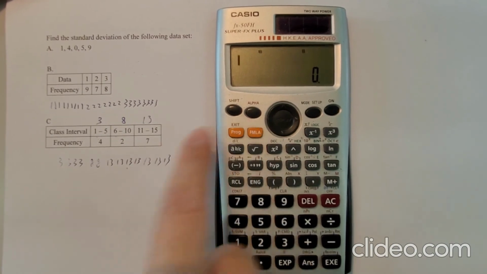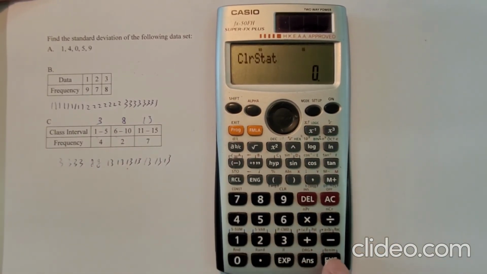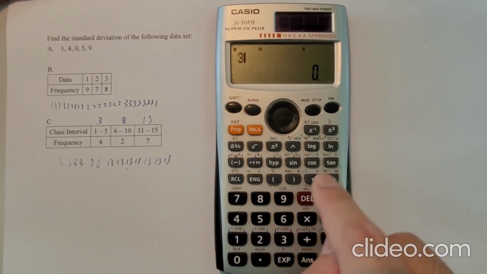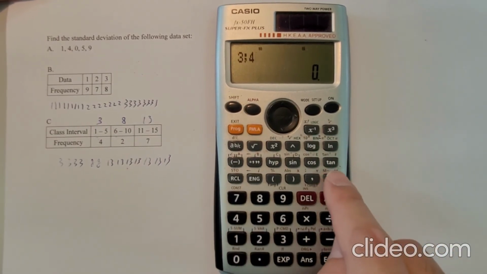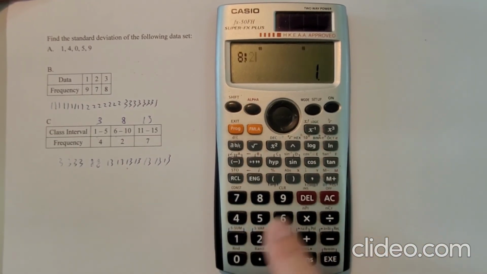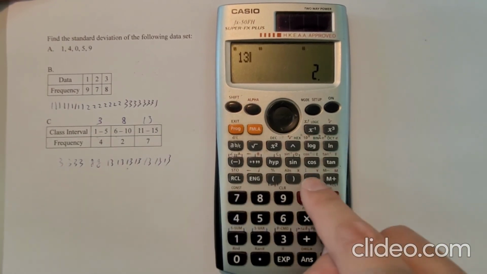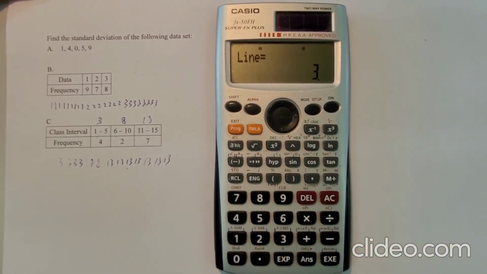So how to find the standard deviation? That is Shift 9, 1, EXE. Clear the previous data and then you start entering the data. Enter the number first: 3 shift comma 4 M plus. 8 shift comma 2 M plus. 13 shift comma 7 M plus.